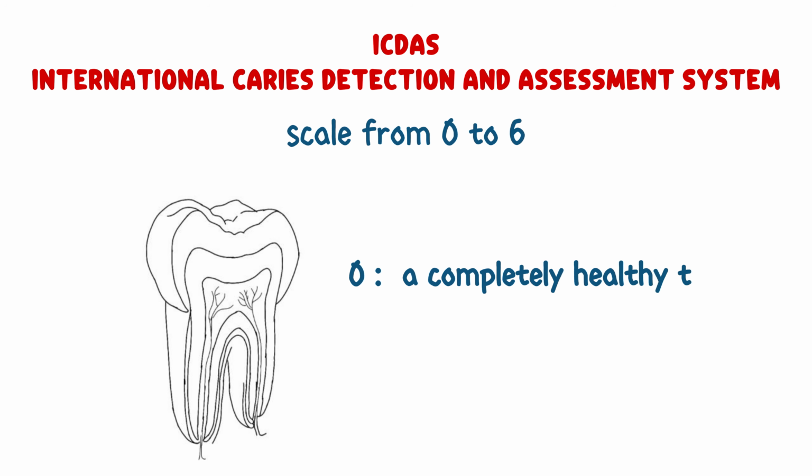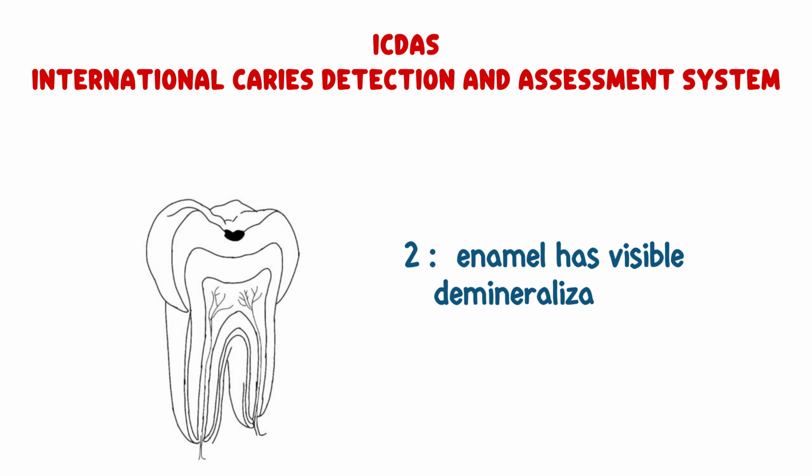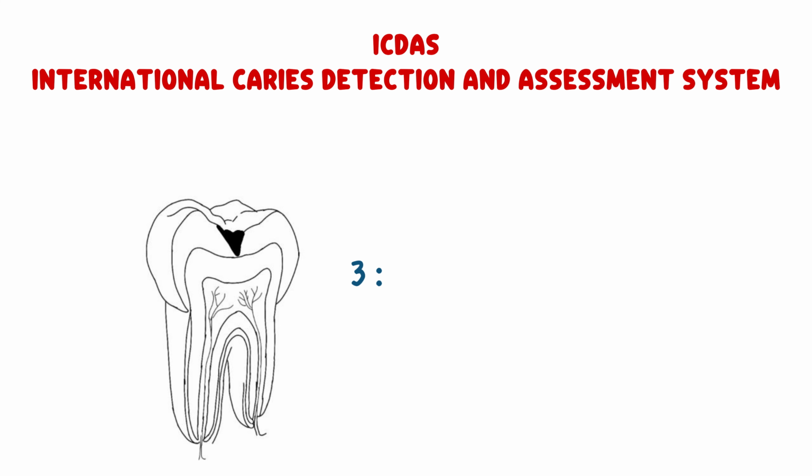0. The tooth is completely healthy, with no changes to the enamel. 1. Early enamel lesions, detectable only after drying or visible under certain conditions. 2. The decay is more pronounced. The enamel has visible demineralization that can be seen without drying. 3. Shows localized breakdown or a visible crack of the enamel, but the dentin remains unaffected.